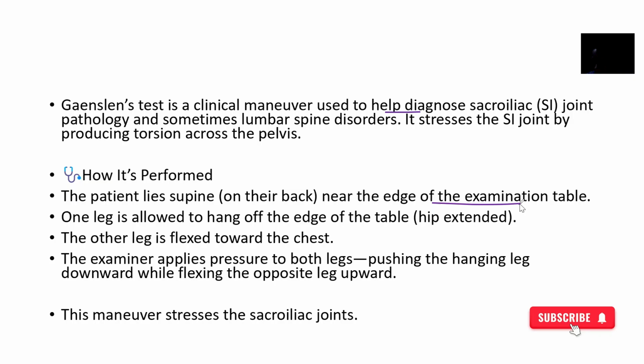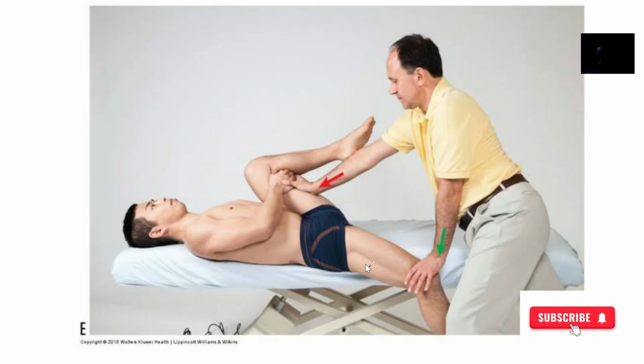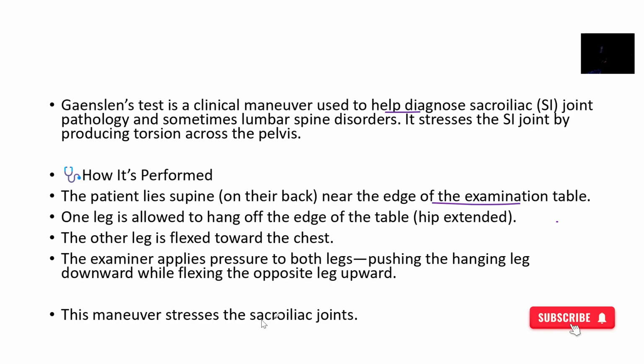Okay, so as it is performed, the patient is lying supine, so they are facing up, near the edge of the examination table. So one leg is allowed to hang at the edge. Do you understand? One leg is down. Okay, then what next? The other leg is now pulled back towards the patient.